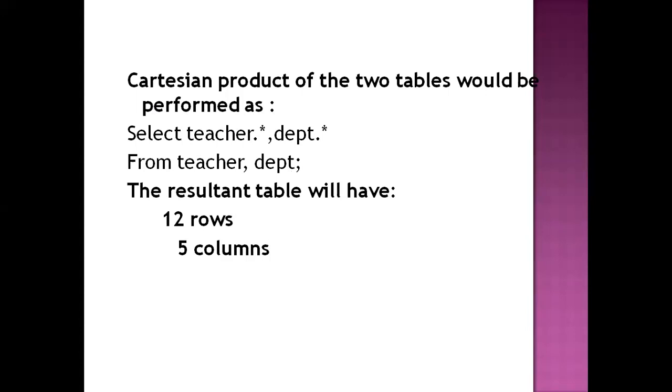What do I have to do? Select asterisk from teacher. So the same you have to use here. Select is a keyword. Teacher is a table name. Dot asterisk means it will display all the records from a teacher table. Comma, another table, which is the department table. Dot asterisk. From this table it will select all the records.